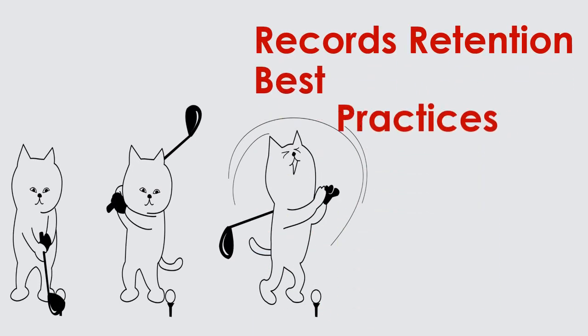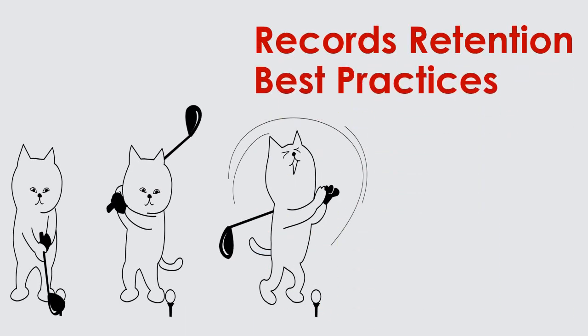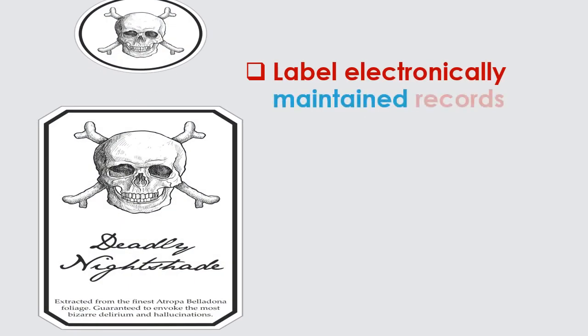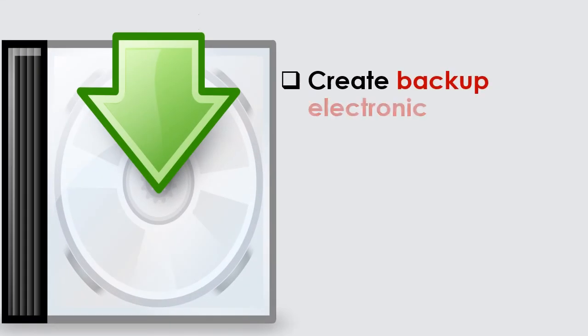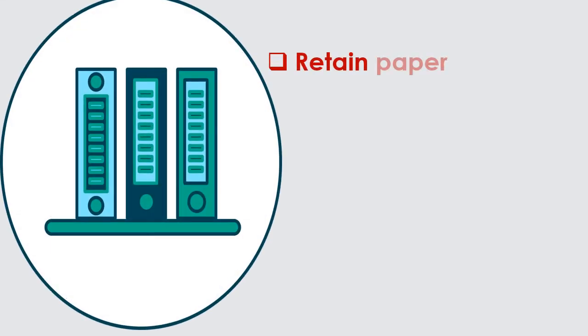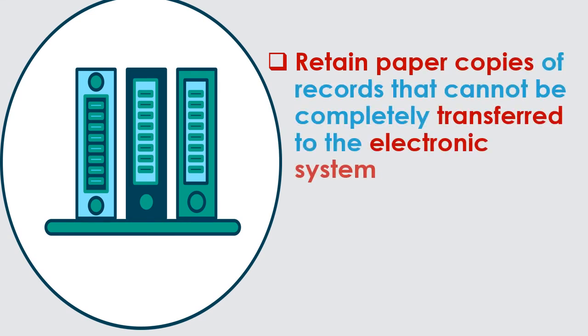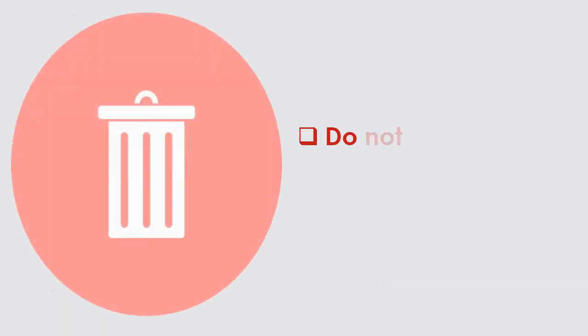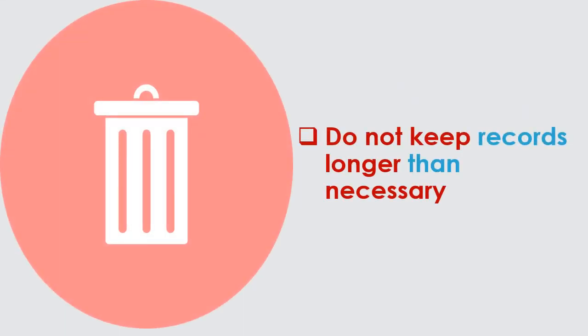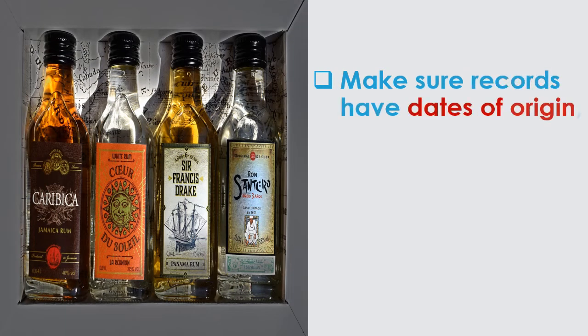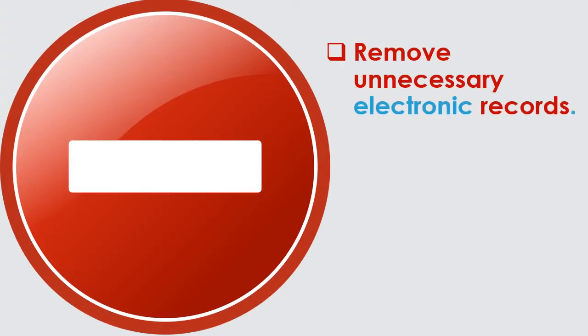Records retention best practices. Label electronically maintained records. Create backup electronic file copies. Retain paper copies of records that cannot be completely transferred to the electronic system. Do not keep records longer than necessary. Make sure records have dates of origin, movement, and use. Remove unnecessary electronic records.